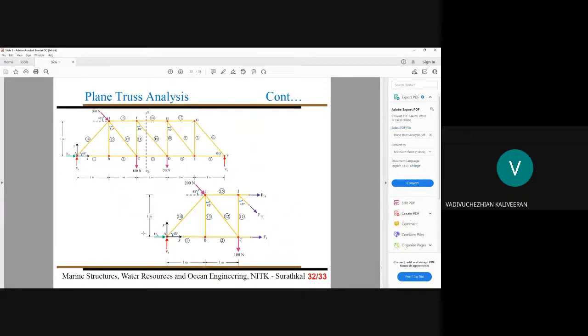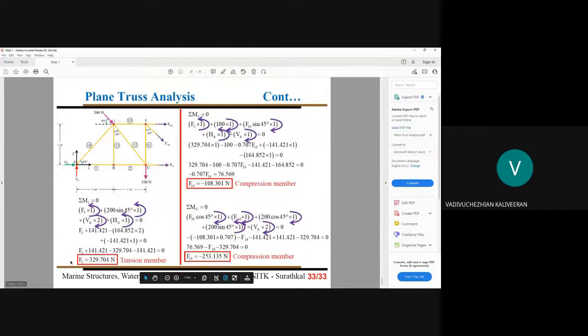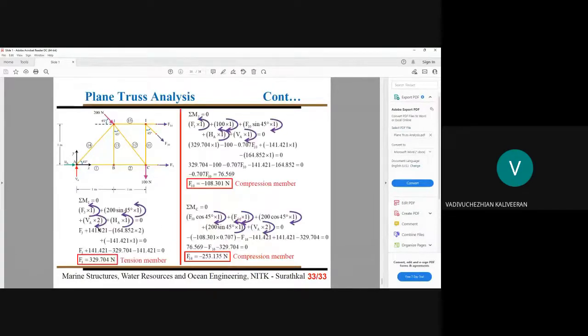So when you substitute our VA, HA from our previous calculation at slide number 31, directly we arrive at our member force F3. Please note our member force F3 is 329.704 Newton. We have to remember this member F3 or FCD. Your member CD is under tensile effect. Why are we saying this? Because it is attached with a positive sign. You have to remember, this is a very important thing. We started with the initial convention, that is outward force.